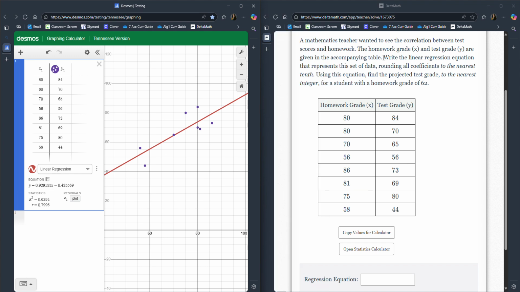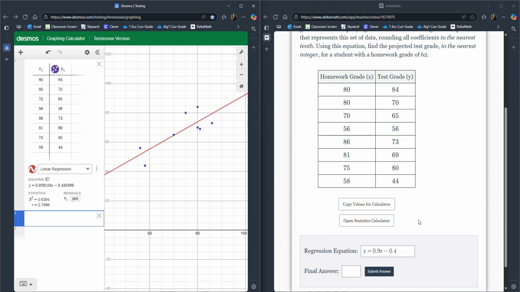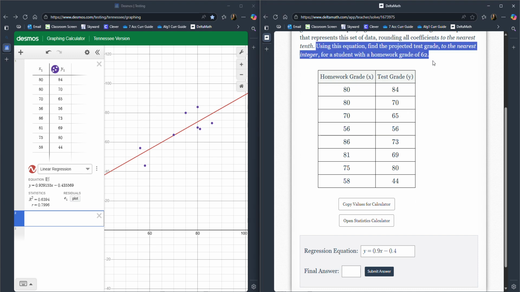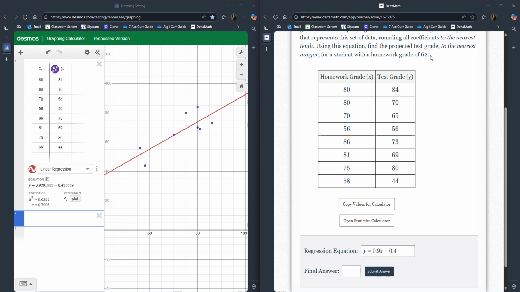Okay, it says write the linear regression equation, rounding all coefficients to the nearest tenth. I do have to type in y equals, this would be 0.9x minus 0.4. That's the equation. And so when I answer the second part, which is using this equation, find the projected test grade to the nearest integer for a student with a homework grade of 62, I'm using the equation I wrote, not the one with all the decimal places that Desmos gave me. Otherwise, Delta Math will mark you wrong.